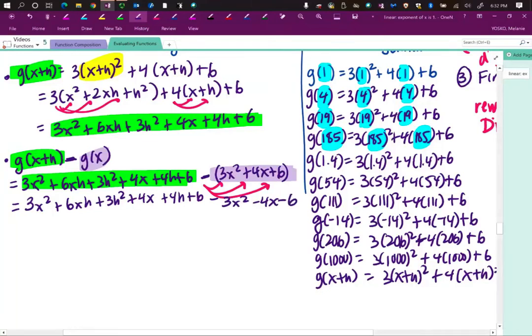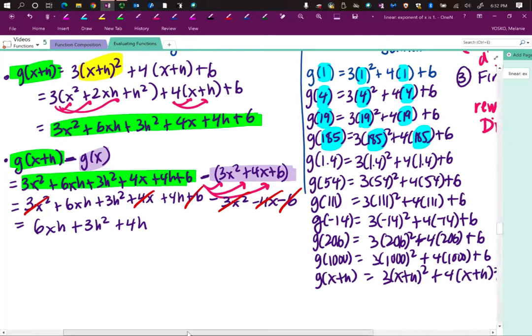Every single term here that does not have an h in it will cancel or you messed up. So we have a negative 3x squared and a positive 3x squared. So those are going to cancel. This cancels with this. Negative 4x, positive 4x. So those cancel. A negative 6 and a positive 6. Those are going to cancel. Look at the terms that are remaining. We have a 6xh plus a 3h squared plus a 4h. Every single term that does not cancel has an h in it, or we screwed up. Okay, so that's g of (x plus h) minus g of x.